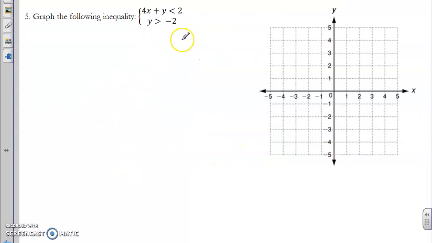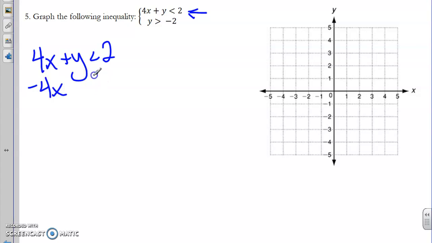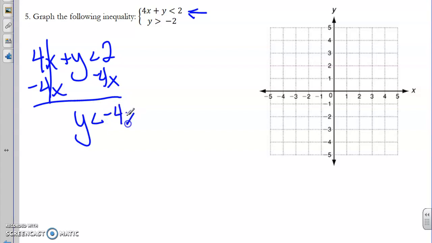All right, number 5, graph the following. So this guy right here is not in slope-intercept form. So we have to bring him down here, solve him for y. So subtract the 4x from both sides. Can't take a 4x from a 2, so I get -4x plus 2. So my slope is -4, and my y-intercept is 2. So I go to 2, and then I go down 4, right 1.